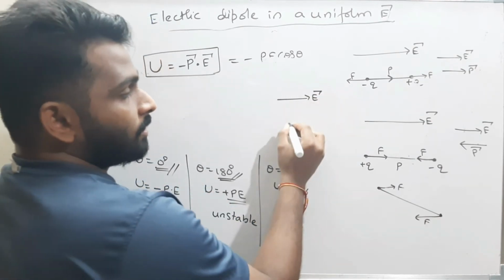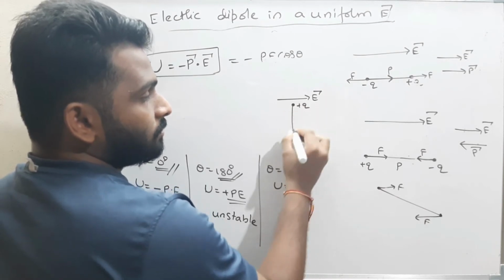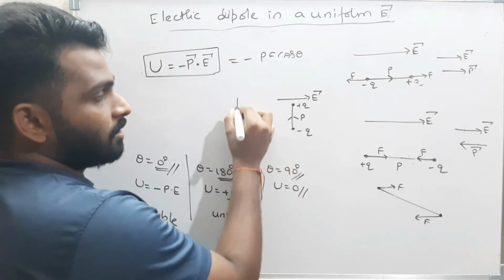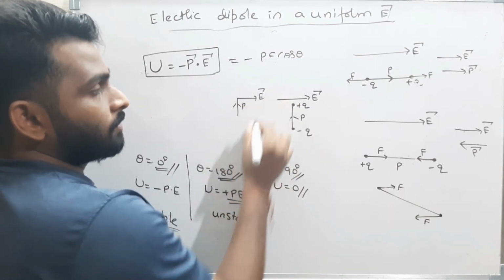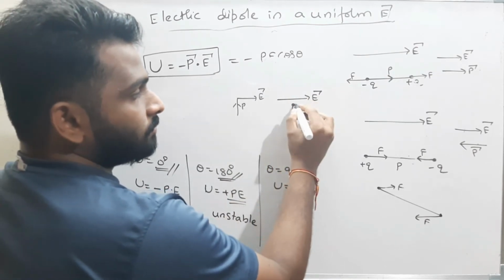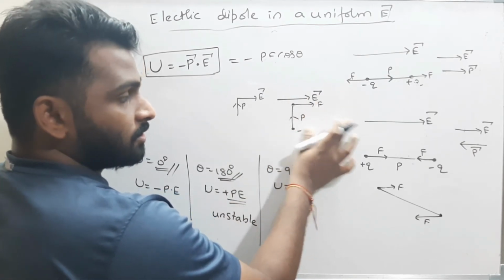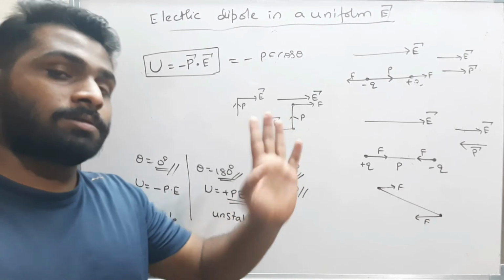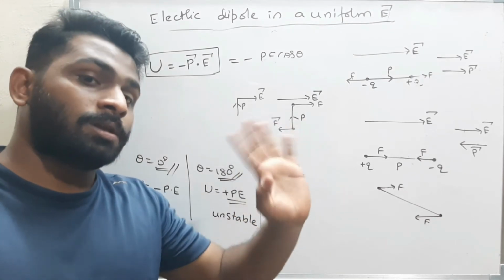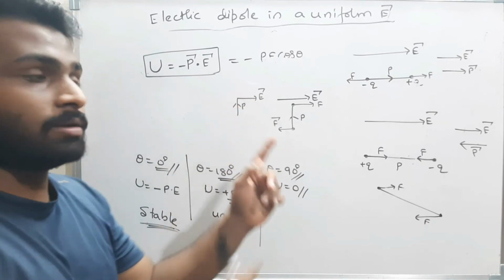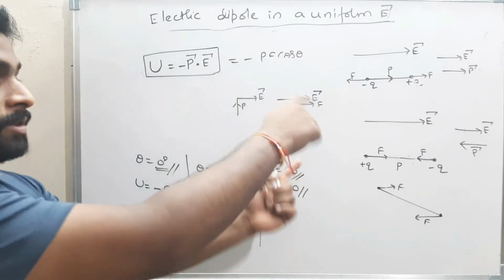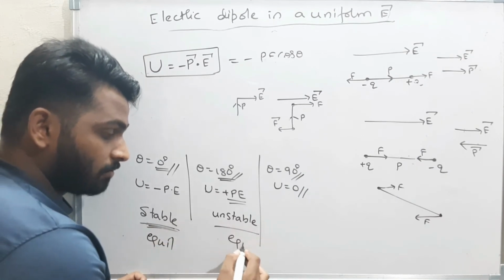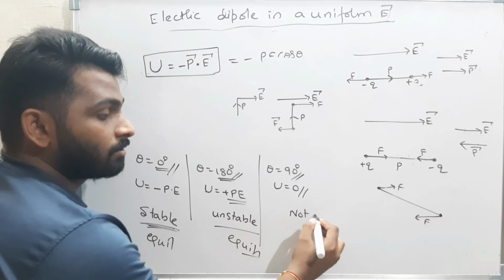Okay, when it is 90 degrees, this is E bar and this is a dipole, plus Q, minus Q. This is a dipole P and this is the electric field. What will happen? On this positive charge, the force is in this direction. On this negative charge, the force is in this direction. This can't be in equilibrium condition. Even if I leave it freely, it will rotate. Therefore, this is stable equilibrium, this is unstable equilibrium, and this is not at all in equilibrium condition.